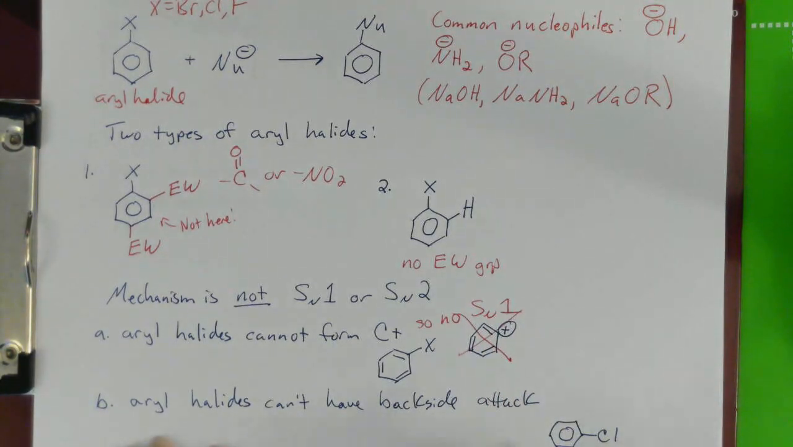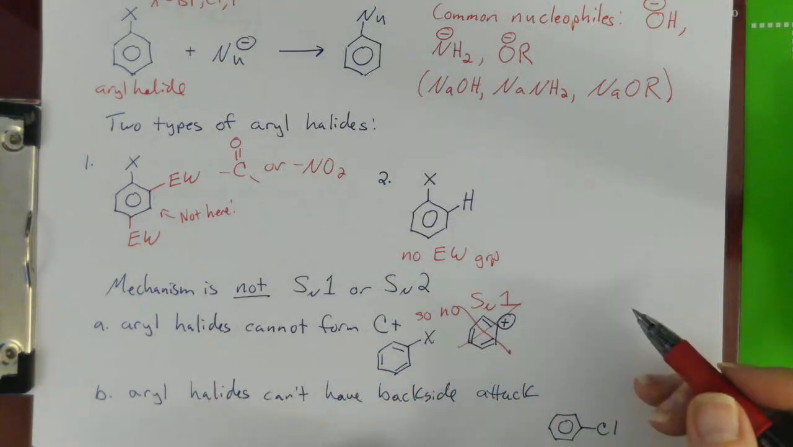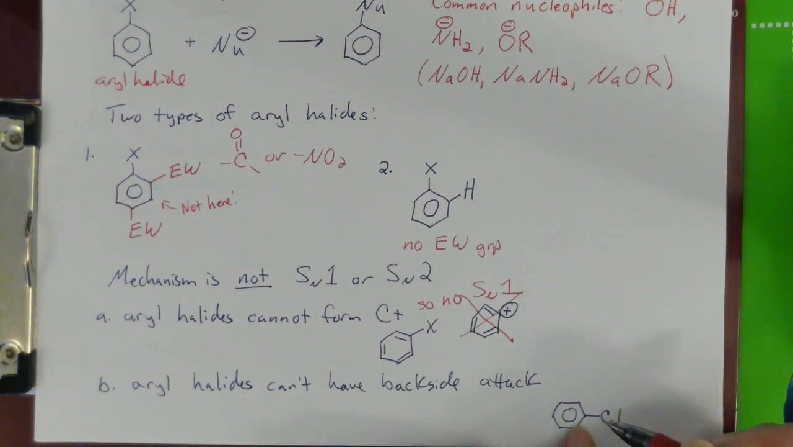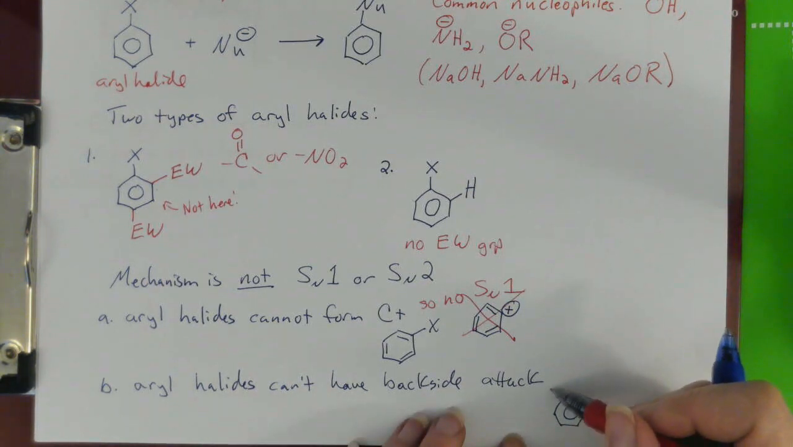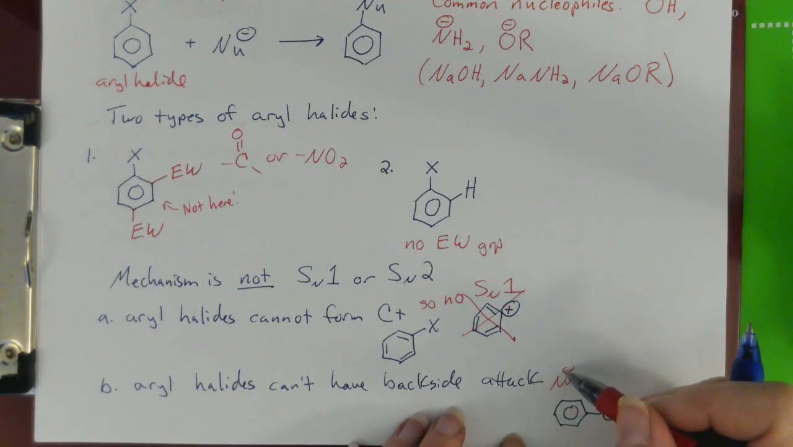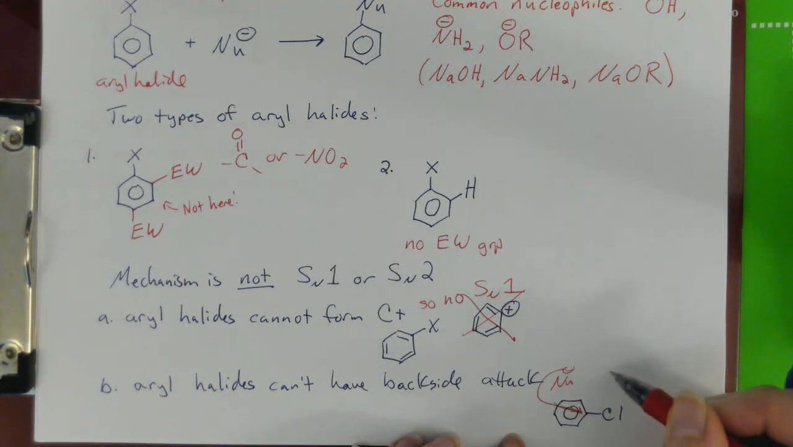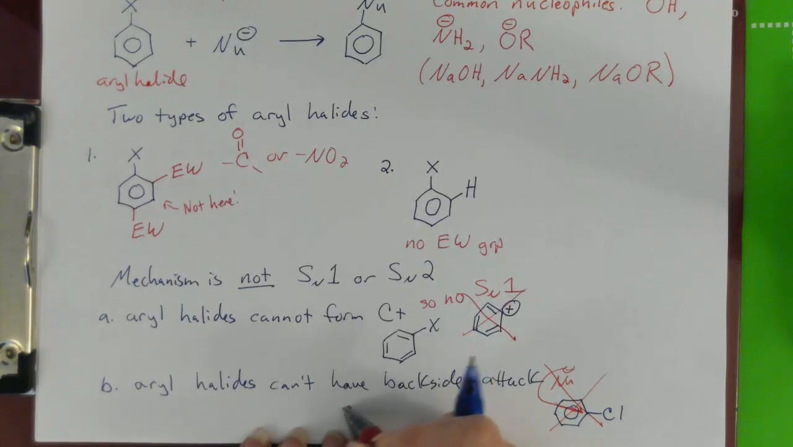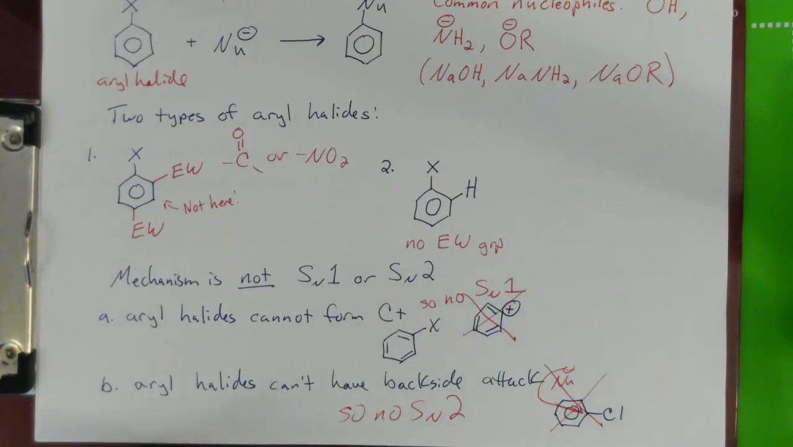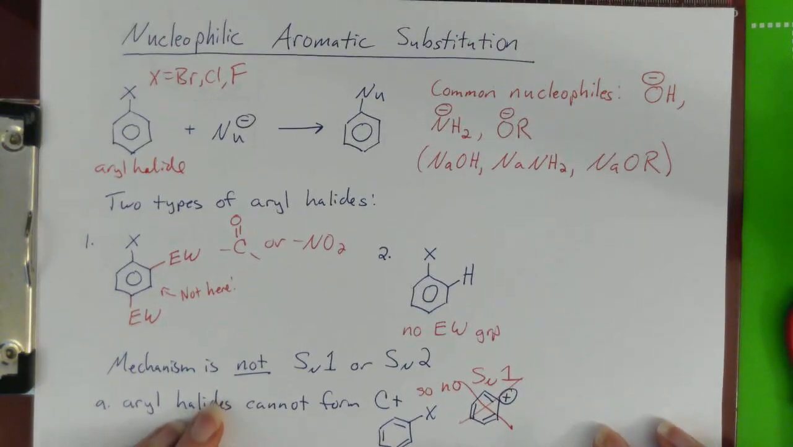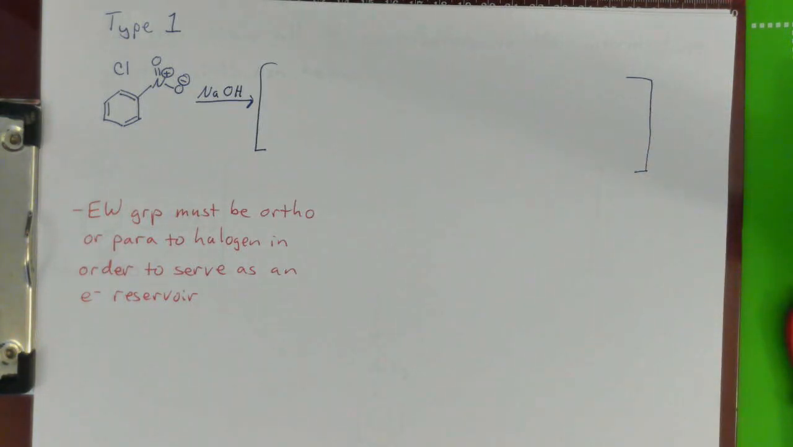And then for SN2, we need that backside attack to happen. And if we're talking about backside attack on a benzene ring, you're requiring that nucleophile to be attacking through the ring, right? That also can't happen. So no to SN2. That'll be impossible. Okay. All right. So let's take a look at each of these types now.